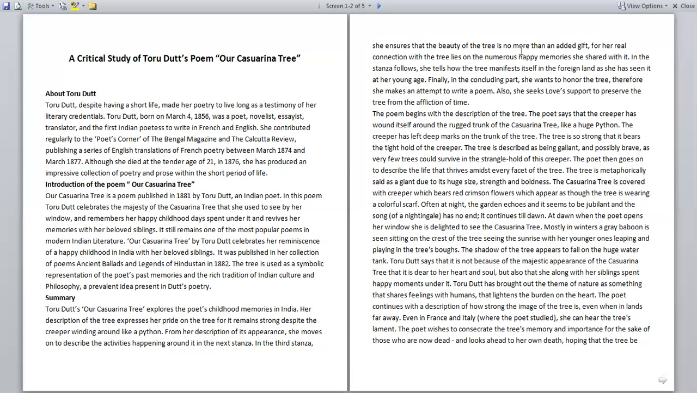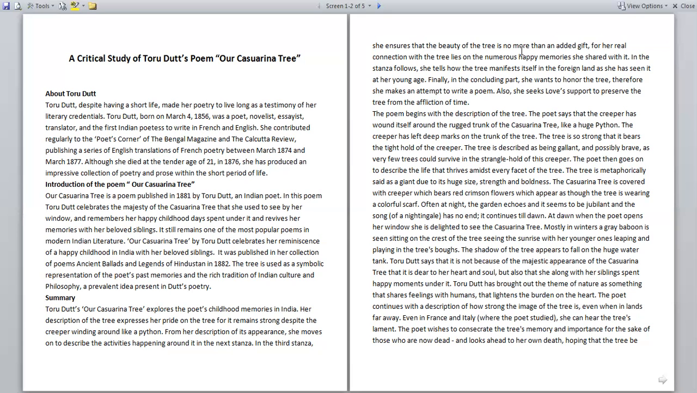Now, a brief summary of the poem. Toru Dutt's Our Casuarina Tree explores the poet's childhood memories in India. Her description of the tree expresses her pride in the tree, for it remains strong despite the creeper winding around it like a python. From her description of its appearance, she moves on to describe the activities happening around it in the next stanza. In the third stanza, she says that the beauty of the tree is no more than an added gift, for her real connection with the tree lies in the numerous happy memories she shared with it.